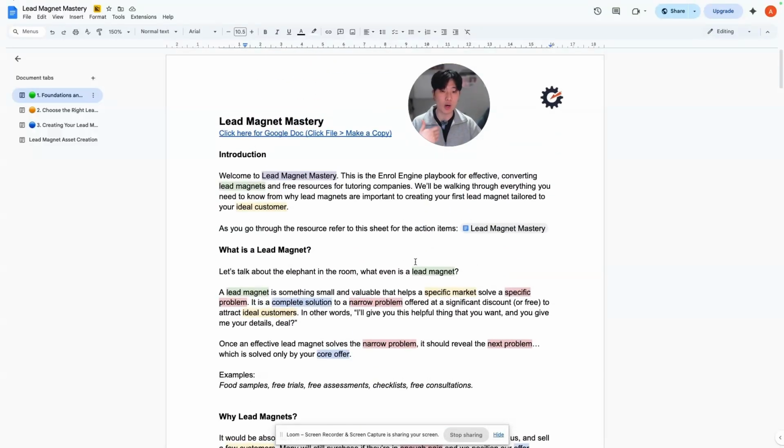So today in this module, in this video, we've talked about the fundamentals and the foundations: what a lead magnet is, why we use it, where it's placed, as well as the seven key principles. So let's move on to the next one and I'll see you soon.